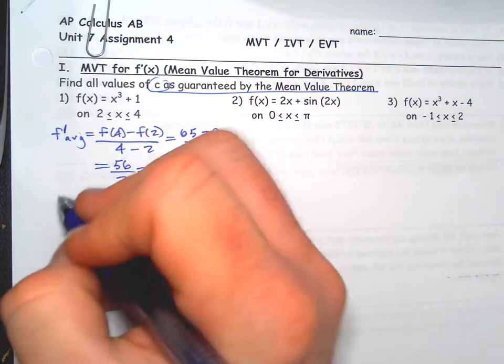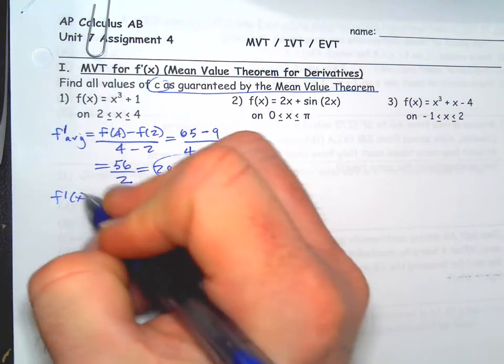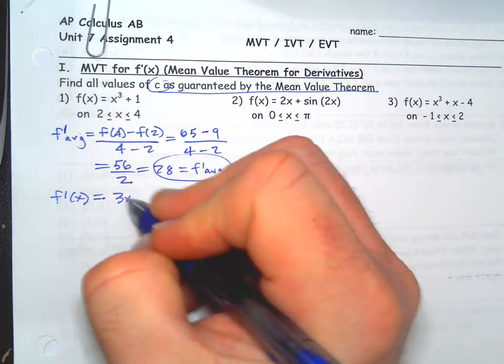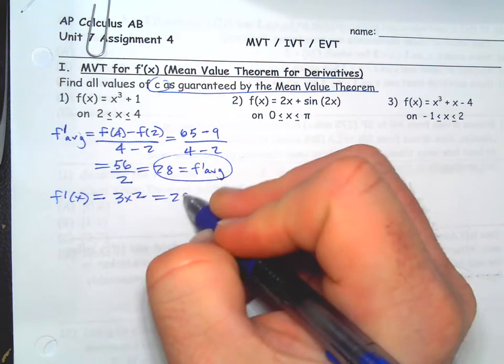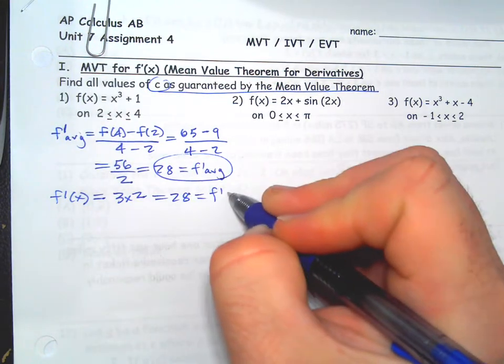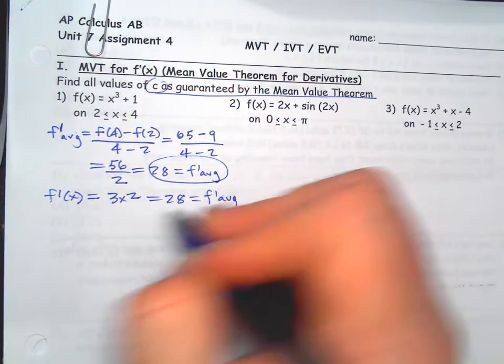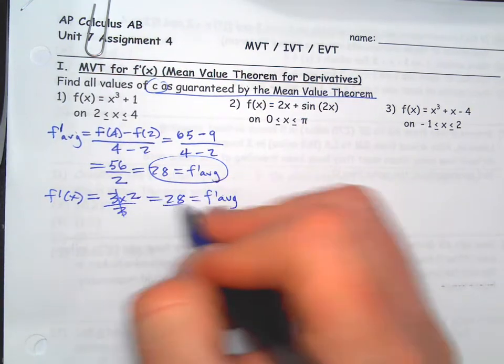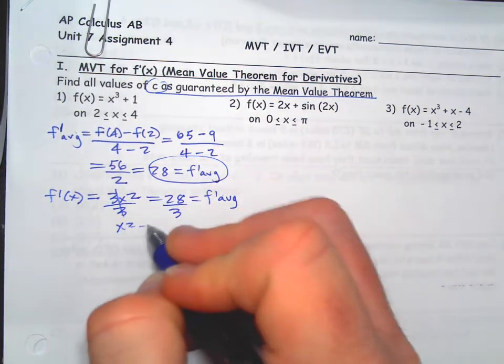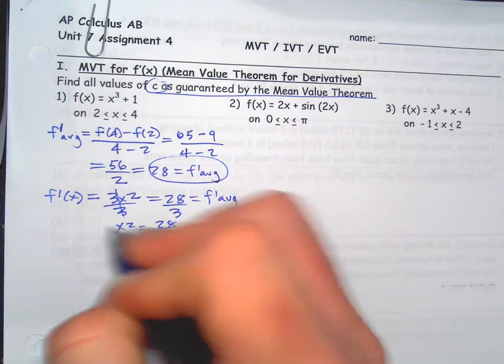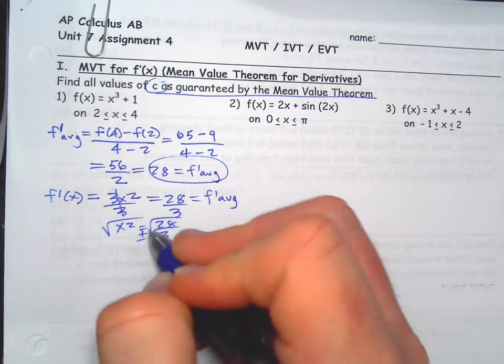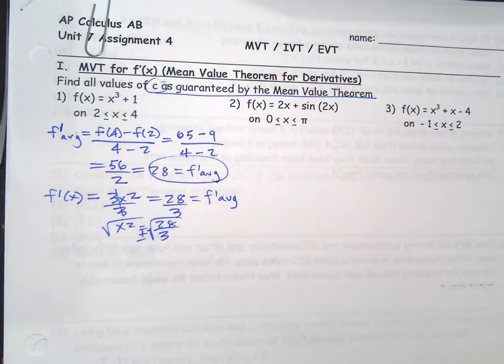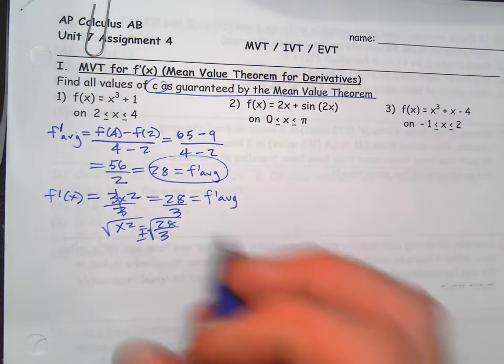And then the actual derivative, we can find using simple power rule, 3x squared, and we're going to set it equal to the average derivative. And figure out where does the actual derivative equal the average derivative. So we can divide by 3. Take the square root of both sides, plus or minus. Better have plus or minus in your work. I don't care if we end up not using one of the answers. It should be in your work.